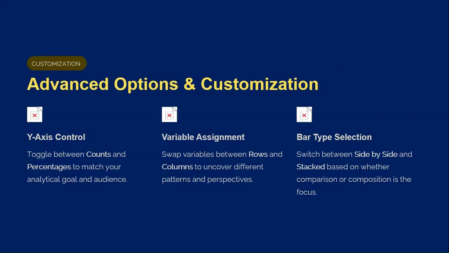Jamovi also allows several customization options. The first one is switching between counts and percentage, and changing variable placements between rows and columns. Next is choosing between side by side and stack formats. These options help tailor your chart to your analysis need.